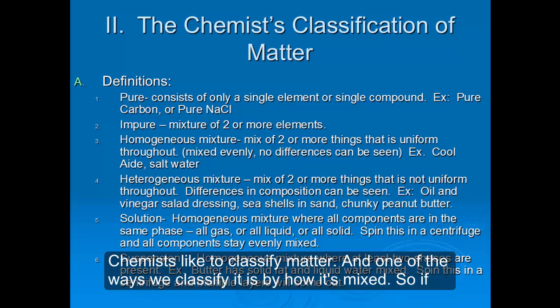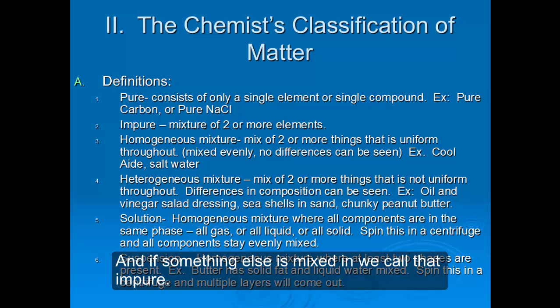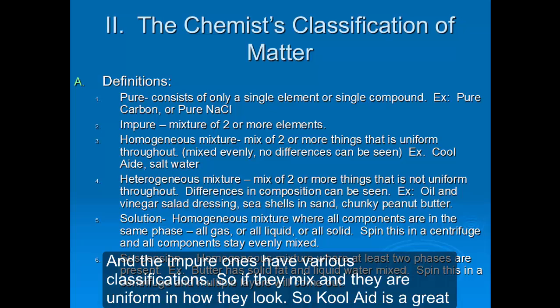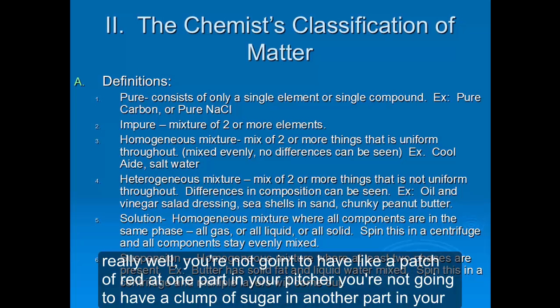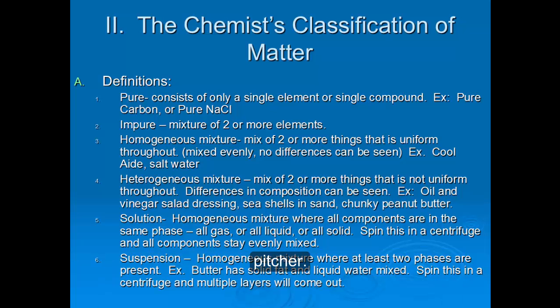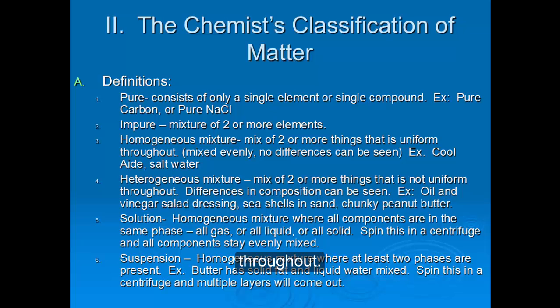Chemists like to classify matter, and one of the ways we classify it is by how it's mixed. So if you have just an element or just a compound, we call that pure. And if something else is mixed in, we call that impure. And the impure ones have various classifications. So if they mix and they are uniform in how they look, like Kool-Aid is a great example. You stir it up really well, you're not going to have a patch of red at one part in your pitcher. You're not going to have a clump of sugar at another part in your pitcher. So that's uniform throughout. That would be a homogeneous mixture. Remember, homo is same. So it's a mixture that looks the same throughout.